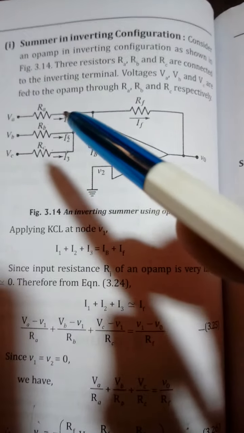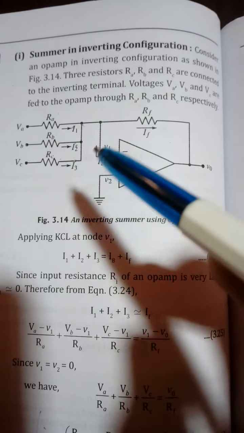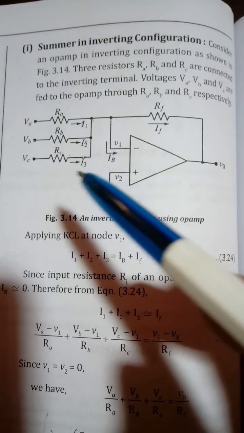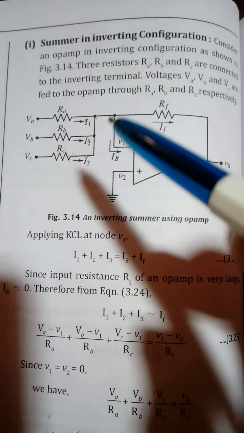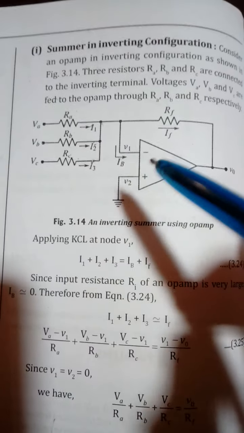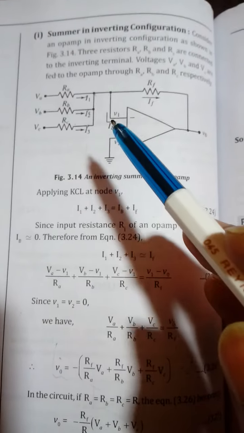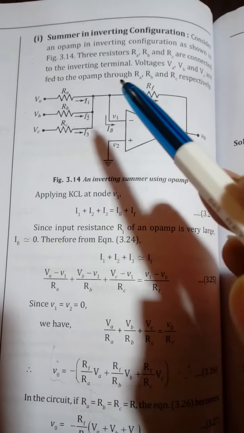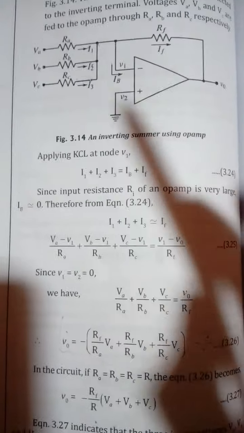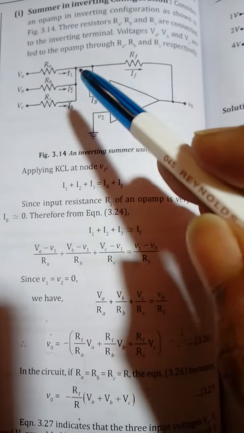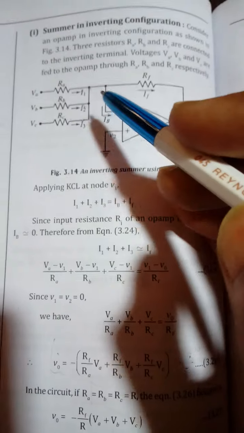The current passing through RA is I1, the current passing through RB is I2, and the current passing through RC is I3. The current at the non-inverting terminal they have called IB, and the current at the feedback terminal IF. So if you apply KCL at node V1, that is the inverting input node, the sum of the currents at this node, I1 plus I2 plus I3, is equal to the sum of the other two currents, IB plus IF.